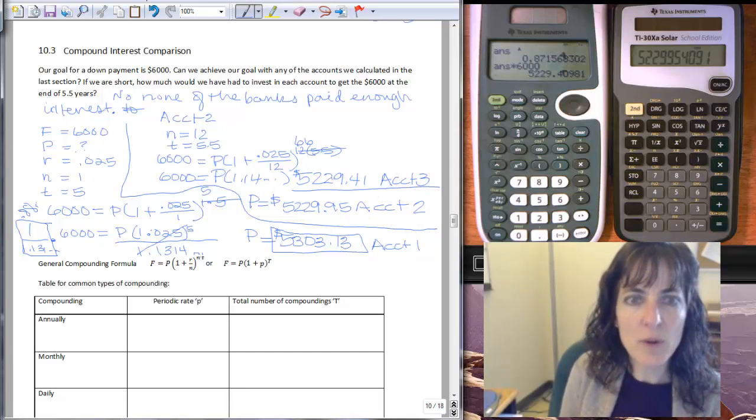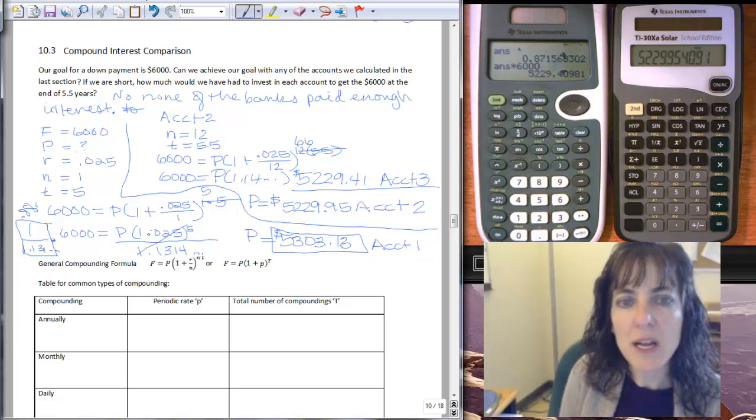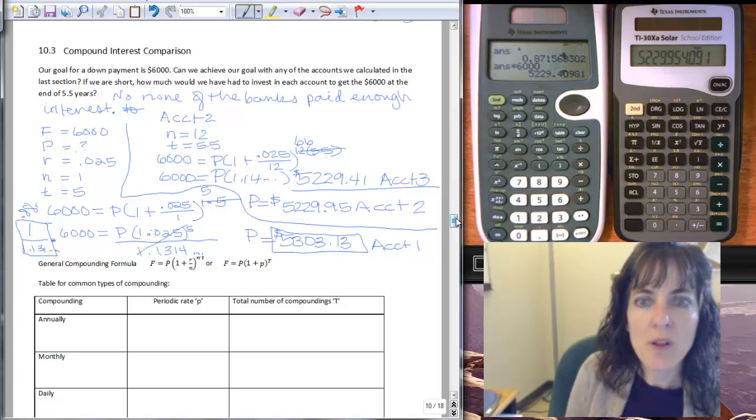Okay, so you can see we have just barely a savings between account two and three, and quite a significant savings between the first account and the last two.